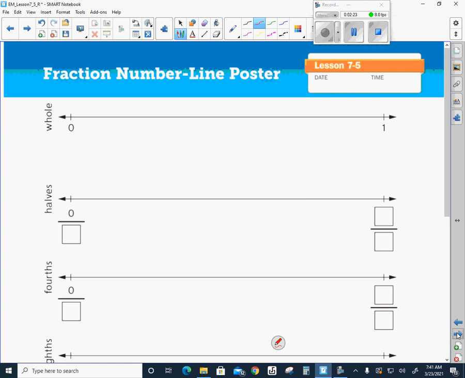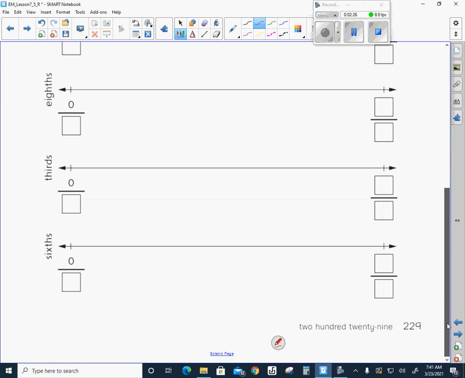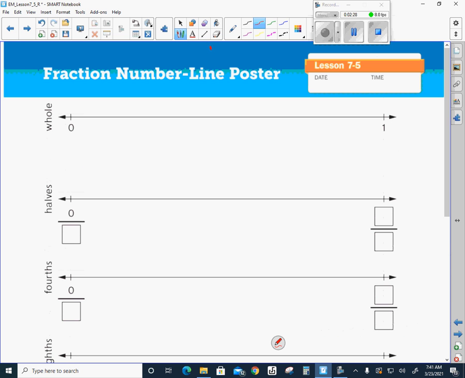So I need you to get your workbook, and you are going to turn in your workbook, let's see what page that is, to page 229. So if you need to pause the video, go ahead and do that. All right, so let's get started. On this page, we have several different number lines. We're going to divide them up together, all right?